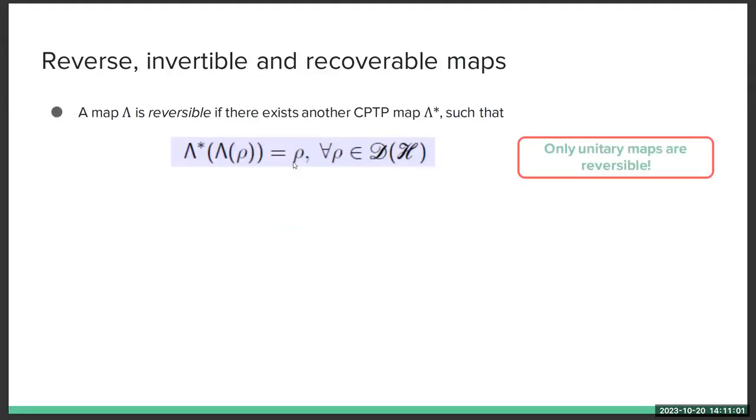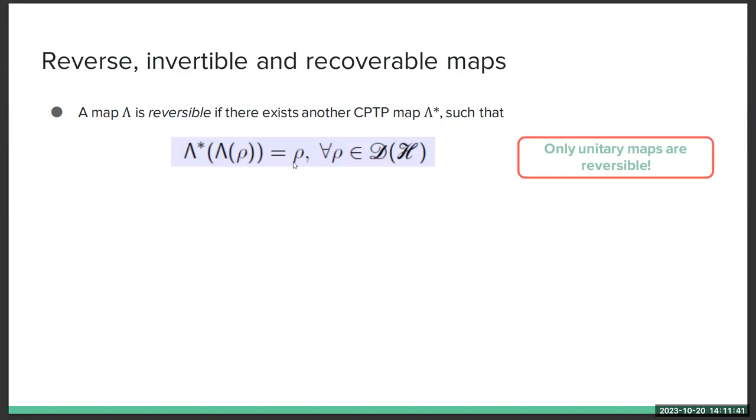So, I was going to talk about reversible, invertible, and recoverable maps. I will differentiate what I mean, since all these concepts seem quite similar. First, reversible: I say that a map Lambda is reversible if there exists another CPTP map, Lambda star, such that Lambda star applied to Lambda of rho recovers rho, and this for all initial states. It's possible to show that this is only true for unitary maps. So if I have an open quantum system dynamics, then I won't have a unitary map.